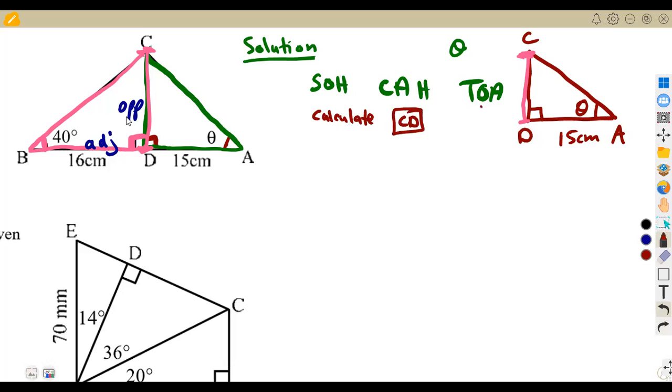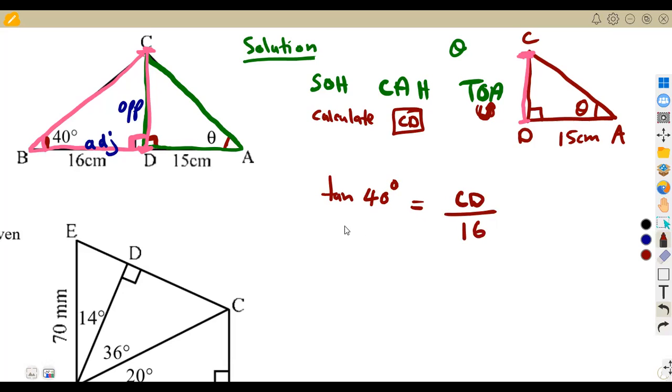The ratio that you're going to use with opposite and adjacent is tan, opposite over adjacent. So the tan of 40 degrees is equal to the opposite over adjacent. The opposite is CD, over the adjacent, which is 16. So this is CD over 16.